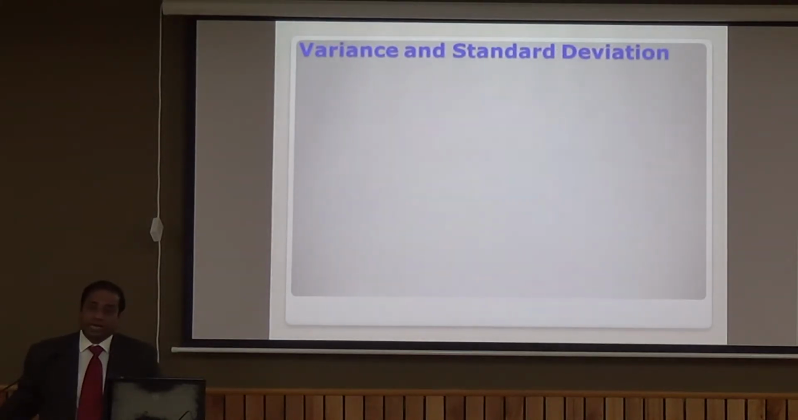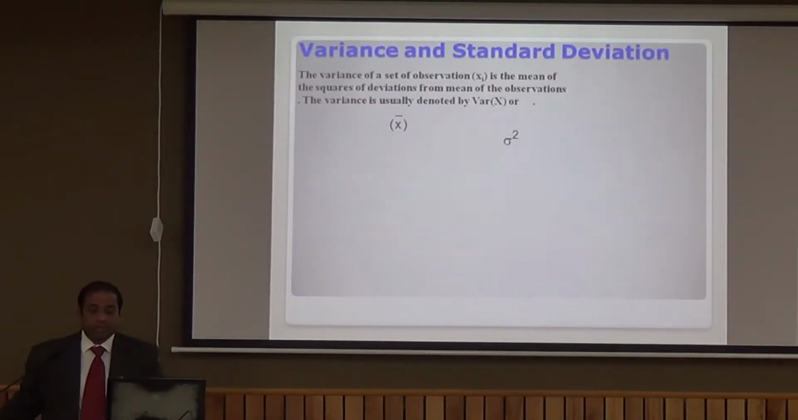Now we come to the next part of statistics, that is variance and standard deviation. The variance of a set of observations xi is the mean of the squares of the deviations from the mean of the observations. The variance is denoted by Var(x) or the symbol sigma square. Basically, the deviations are made positive by squaring them.